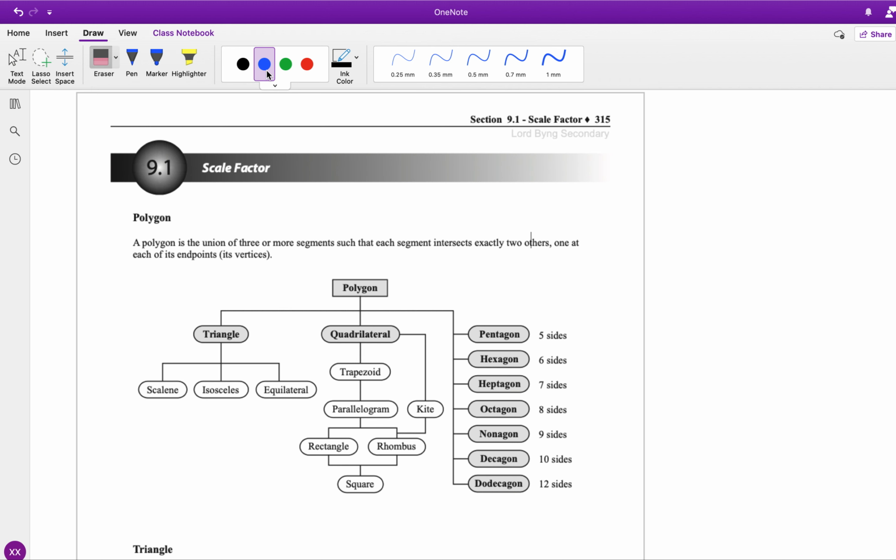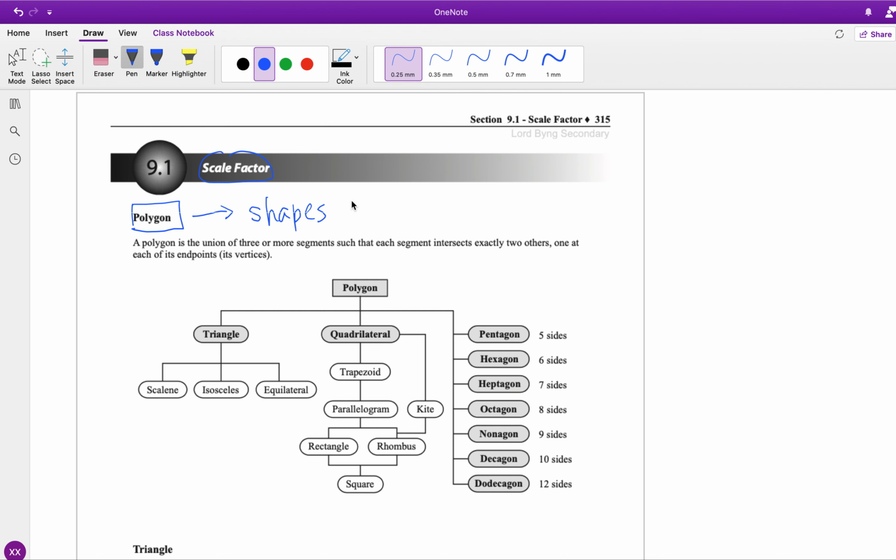Hello, everyone. Now it's 9.1, scale factors. In this chapter, we take a look at polygons. It starts with an explanation of what a polygon is all about. That means we're not dealing with equations anymore. Now we're dealing with geometrical shapes.